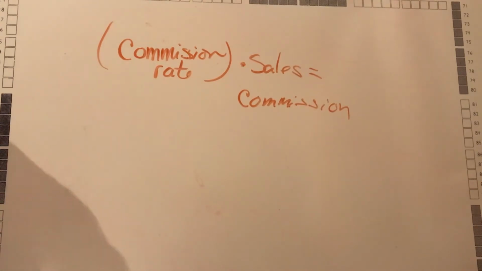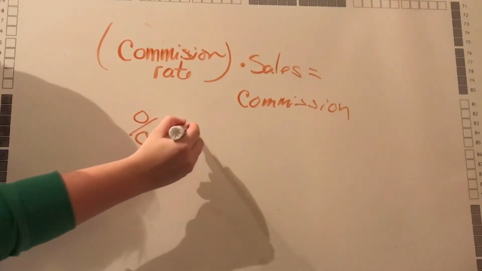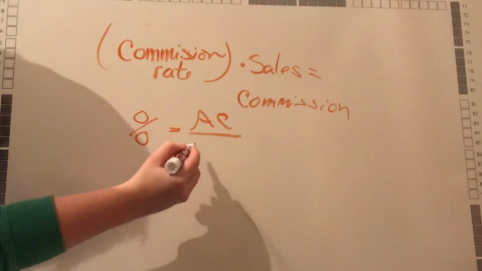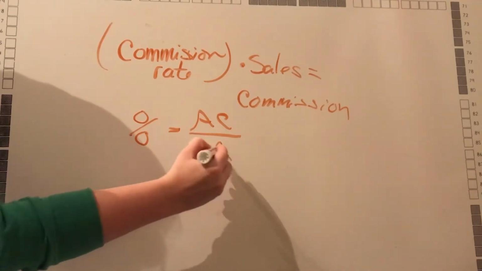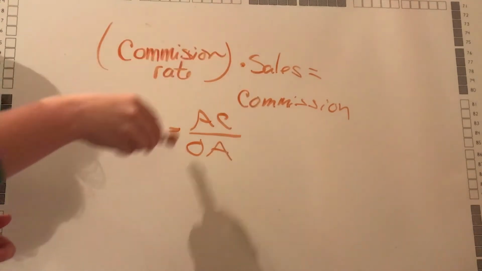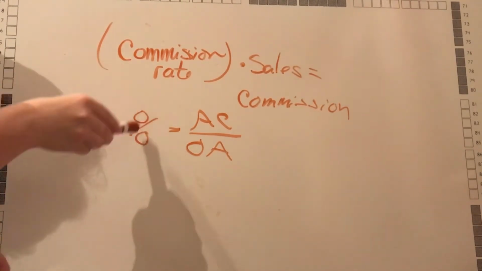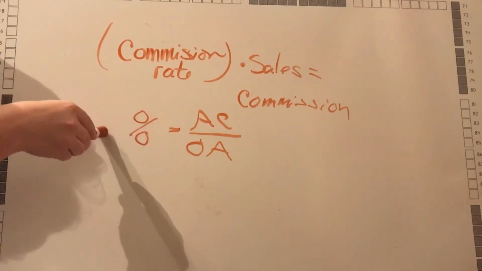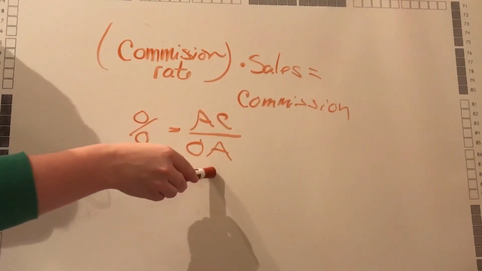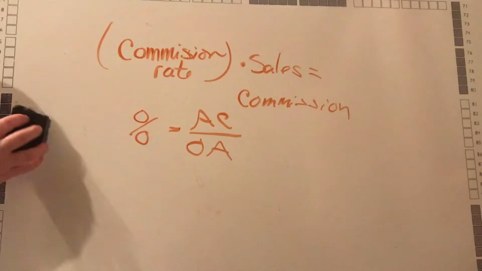This is very similar to another formula that we had in the last unit, which was percent equals the amount of change over the original amount. Okay, similar. So here you would have this as if it is your commission. This is going to be a percentage multiplied by the sales, the original number. It's the same equation, it's just written differently. So let's look at the first problem.